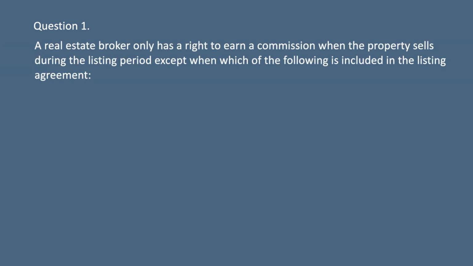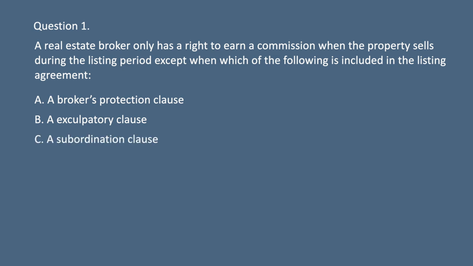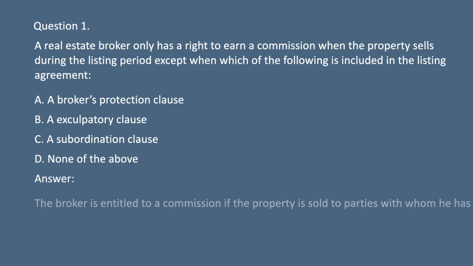Question 1. A real estate broker only has a right to earn a commission when the property sells during the listing period except when which of the following is included in the listing agreement? A. A broker's protection clause. B. Exculpatory clause. C. A subordination clause. D. None of the above. Answer. A. The broker is entitled to a commission if the property is sold to parties with whom he has negotiated during the term of the listing for a stated number of days after the listing expires.